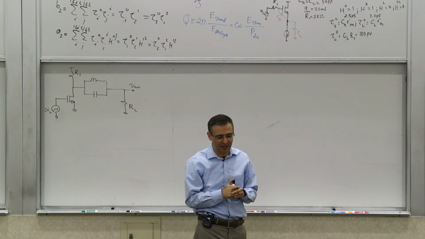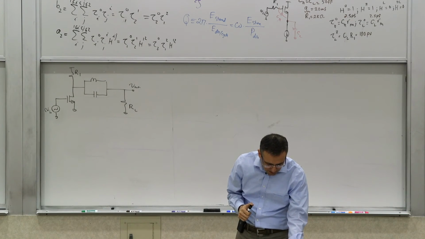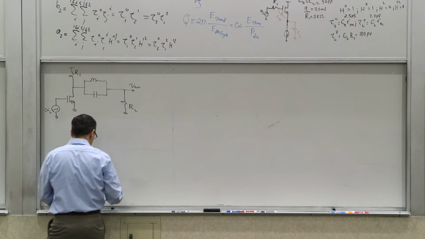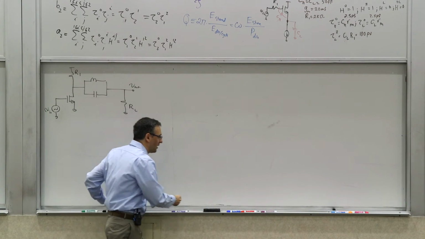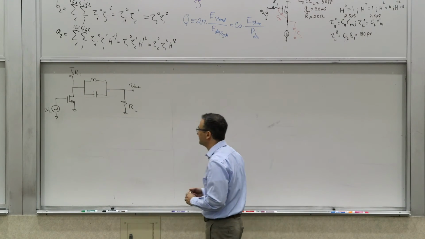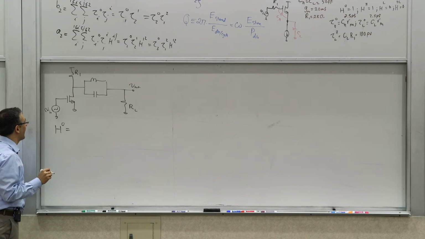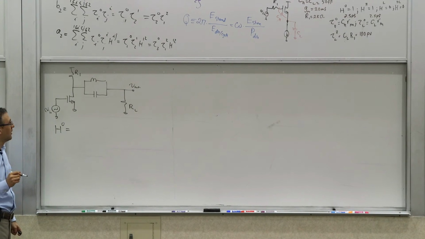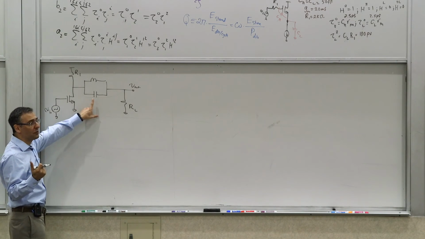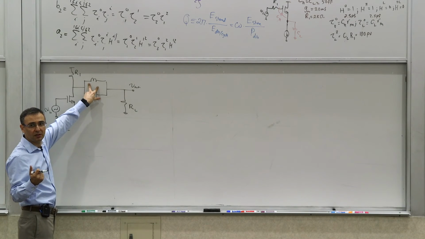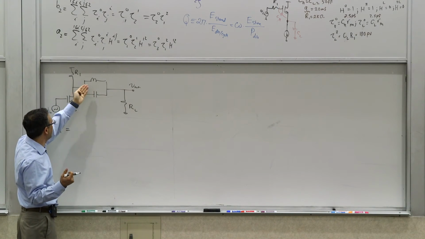But let's find out how it behaves. So what are the time constants? The first calculation really is H0, right? So what is H0? At 0. What H0 means is you zero value everything. You zero value the capacitor, it's an open. You zero value the inductor, it's a short. So what's the gain of the circuit?